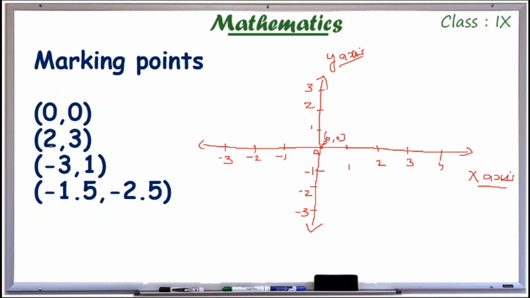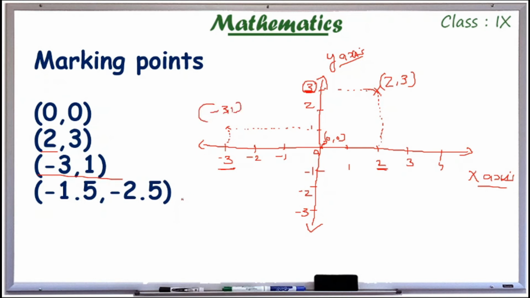2, 3. So 2 is on the x-axis and 3 is on the y-axis. Using the scale, this is 2, 3. Then minus 3, 1. In the x-axis, minus 3, and 1 in the y-axis. So this is minus 3, 1.